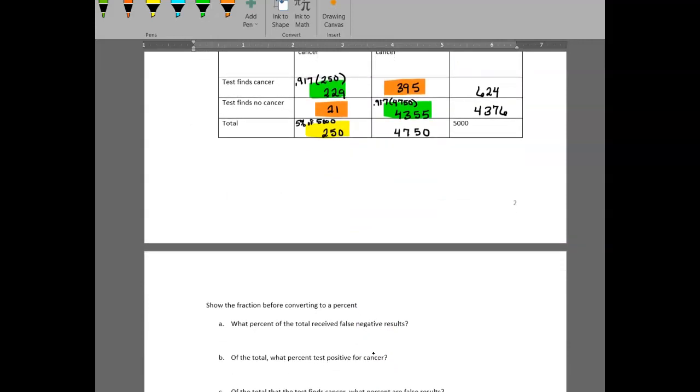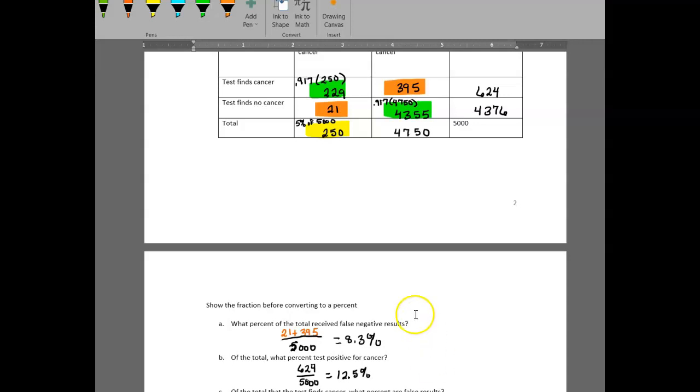what percent of the total received false results? So that's our 21 plus 395 out of our total of 5,000, okay, which comes out to be 8.3%. Of the total, what percent test positive for cancer? So those that test positive, that test finds cancer, that's 624 out of the total. And that is 12.5%.